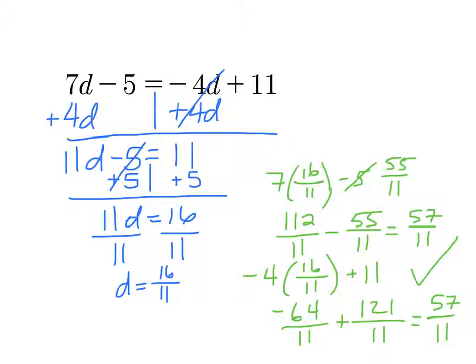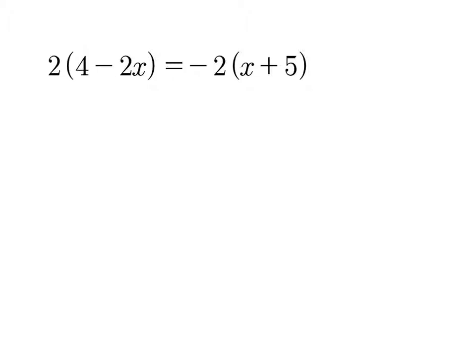All right, let's try another one that's a little bit different. This time we do have simplifying to do on each side before we can solve it. So we do need to simplify on each side here before we can solve this problem. And we're going to start by simplifying using the distributive property. So I'm going to multiply through the 2 and the negative 2.